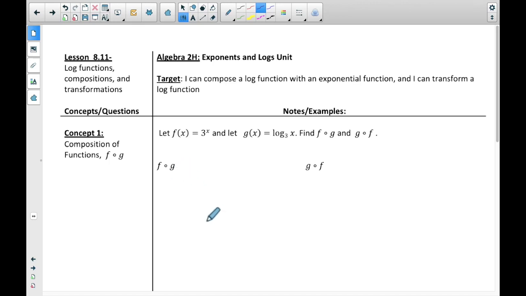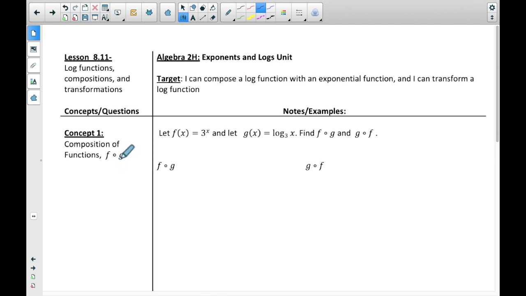Hi guys, this video today is going to talk about inverses, and we talked last time about how logs and exponents are inverses of each other. That's important for us to remember today as well. Last unit, before spring break, we talked about composition of functions, and that's when you plug one function into another.